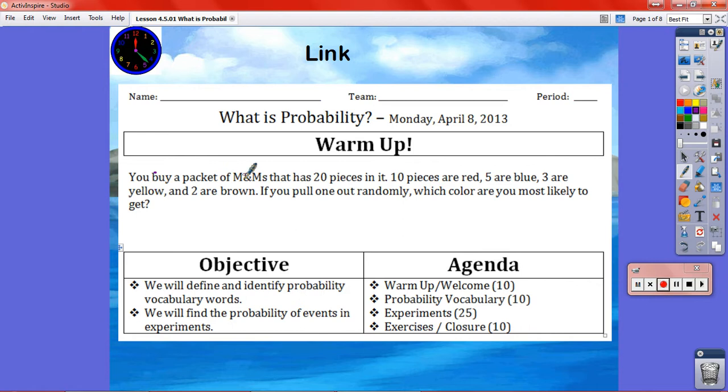You buy a packet of M&Ms that has 20 pieces in it. 10 pieces are red, 5 are blue, 3 are yellow, and 2 are brown. If you pull one out randomly, which color are you most likely to get?